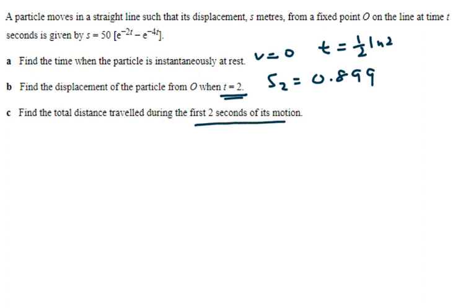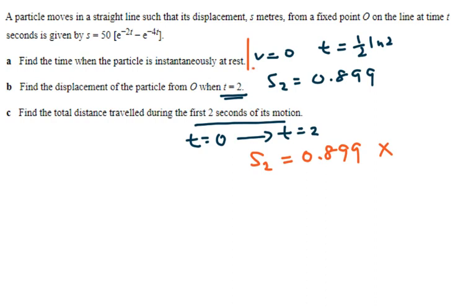Okay, that means from t equals 0 to t equals 2, how far it has traveled. We cannot actually say that the distance traveled is equivalent to S2, so it is 0.899, which is wrong. We have to consider something we call a turning point.